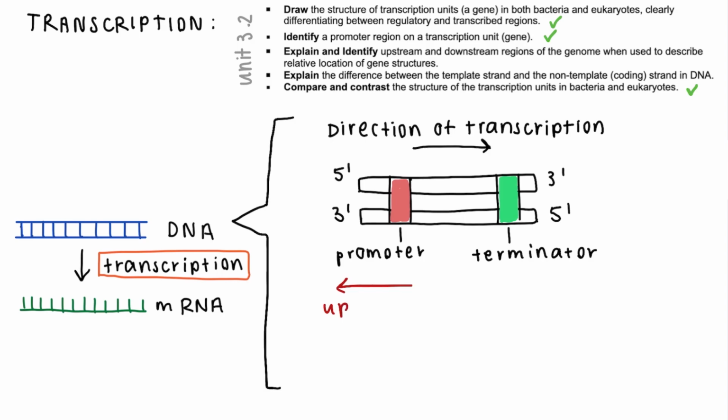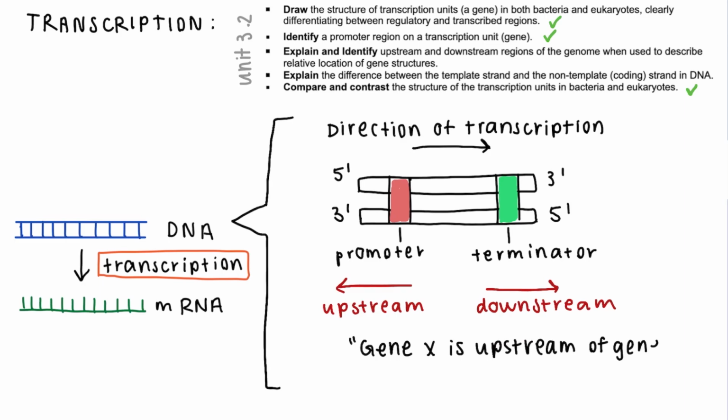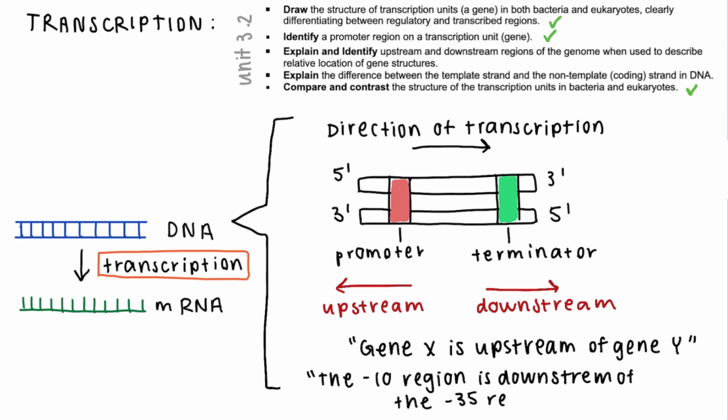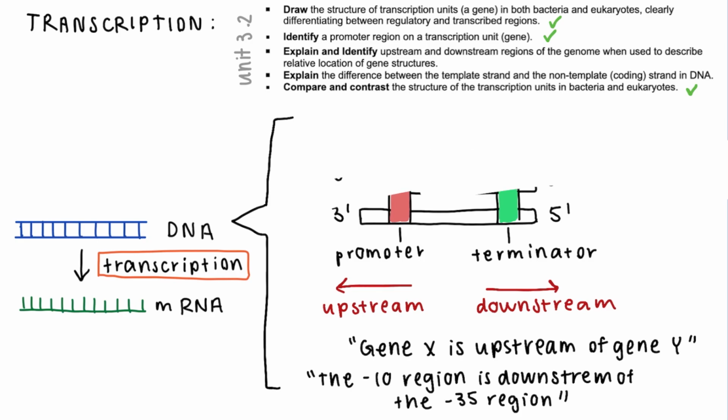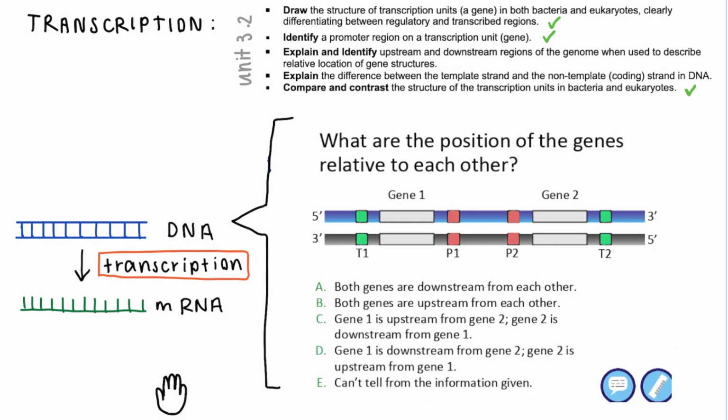Now we're going to talk about the vocabulary of upstream and downstream. These words are not something you can use in a sentence like, the promoter is upstream. You cannot speak about one region by itself. It's always in relation to another. So for example, you can say gene X is upstream of gene Y, or the -10 region is downstream of the -35 region. We're going to illustrate this with this problem, which is a clicker question from one of Dr. Zeiler's lectures.